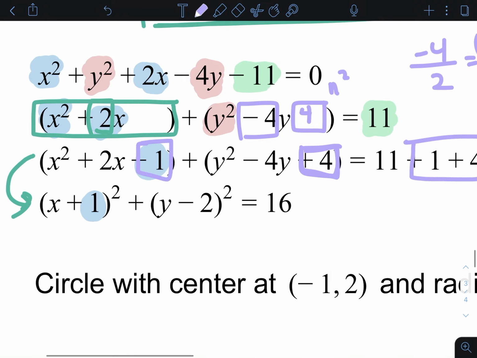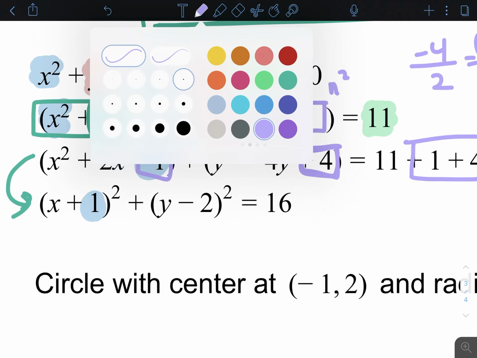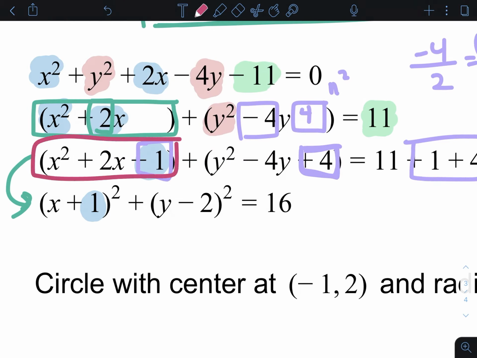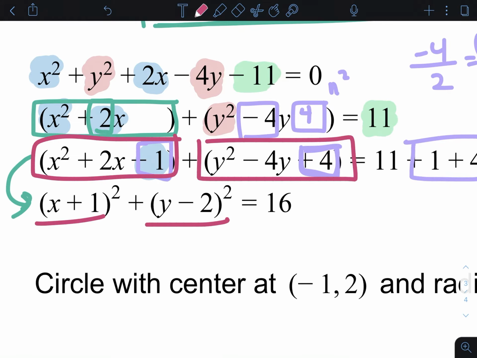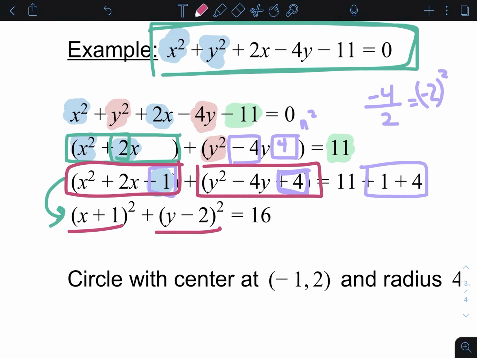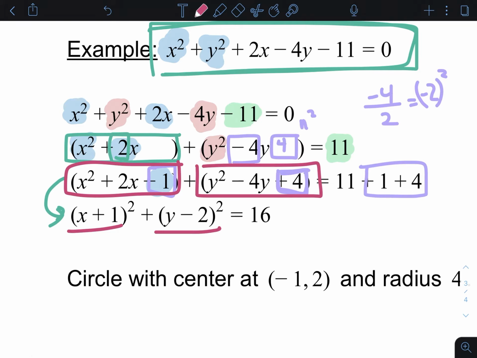Now that we've added that to either side, we have completed our squares that we needed. That's a perfect square, and that's a perfect square. And so we can go ahead and transform that into our perfect squares. And on the other side, 11 plus 1 plus 4 equals 16. So there we have our first example there.